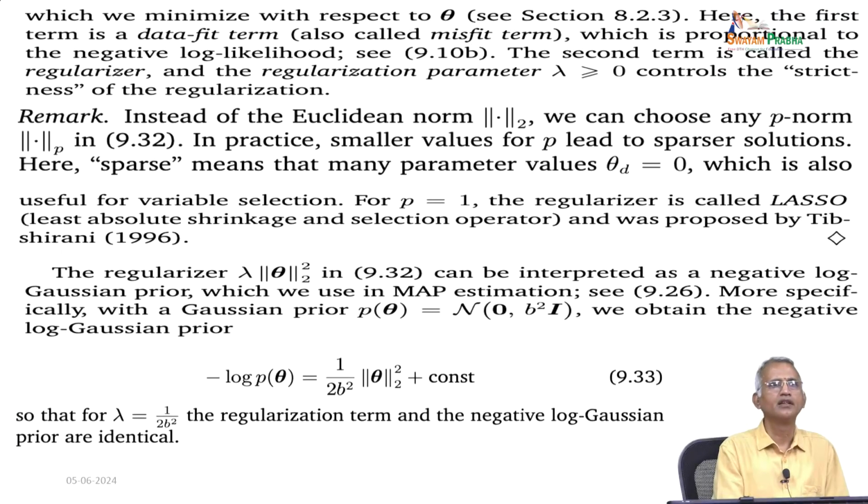Here the first term is a data fit term and it is called the misfit term, which is proportional to the negative log likelihood. The second term is called the regularizer, and the regularization parameter lambda greater than or equal to 0 controls the strictness of the regularization. And note, instead of the Euclidean norm, we can choose any p norm. In practice, smaller values of p lead to sparser solutions.